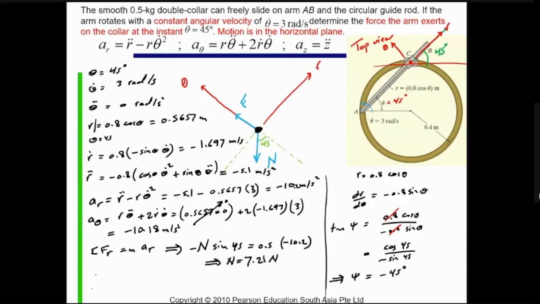Okay, now we go for the sum of forces in theta equals m a theta, and that means that we have the force minus N cosine of 45 equals mass, which is 0.5, multiplied by A theta, which is negative 10.18. So the only unknown we have is the force. So please estimate the force.